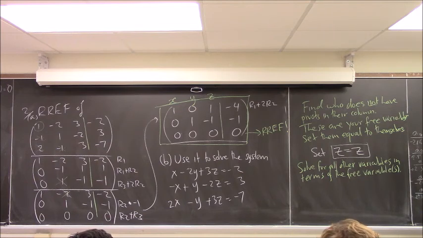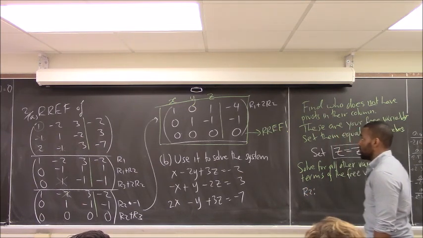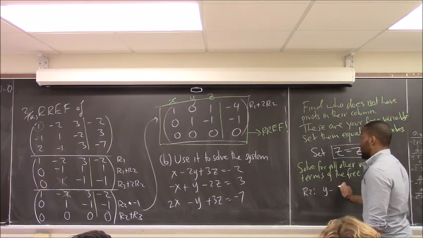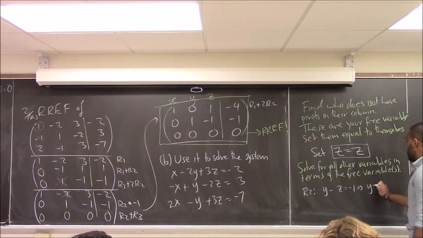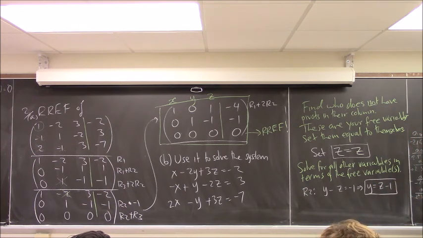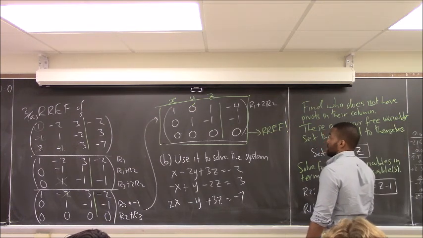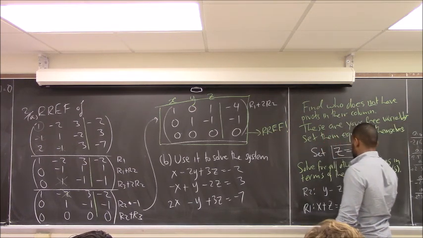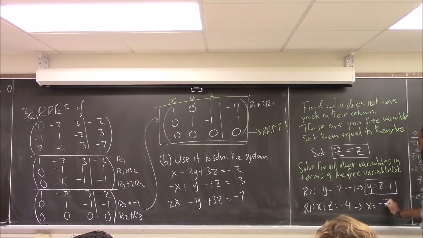Remember, you start from the bottom row moving up. Row 3 gives us no information, so we start at row 2. In row 2, I would have y minus z equals minus 1, which means that my y would be z minus 1. And in row 1, I have x plus z equals minus 4, which means that my x would be minus z minus 4.